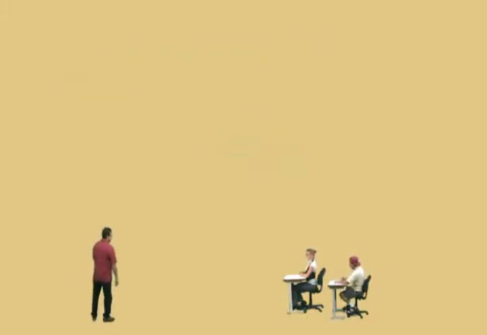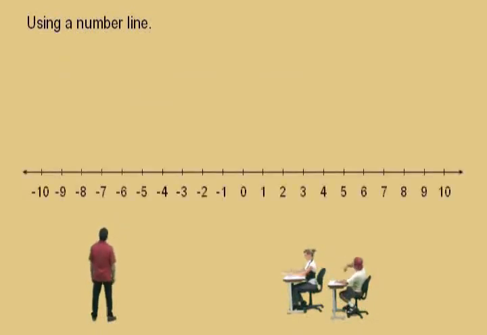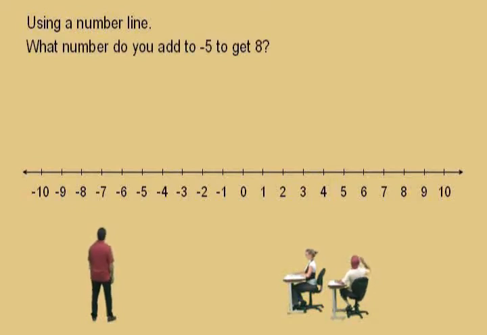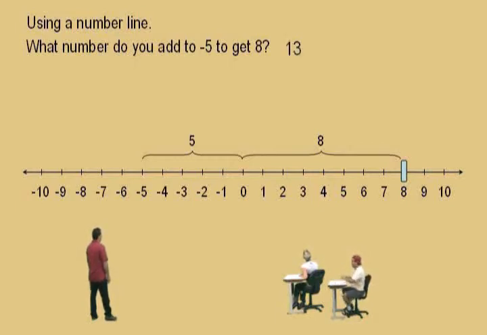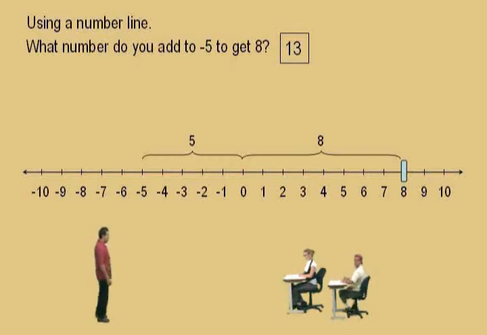Time to shine. Give me my number line. Let me show you how it's done. To find the number you add to negative 5 to get to 8, we start at negative 5, want to get to this 8. So, start at negative 5 to get to 0 is 5 units, and to get to 8 is 8 more units, and therefore 5 plus 8 is 13. So, to get from negative 5 to 8 is 13. Very nice there, Charlie. Nice approach there.